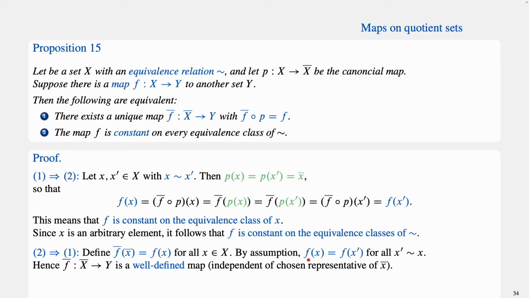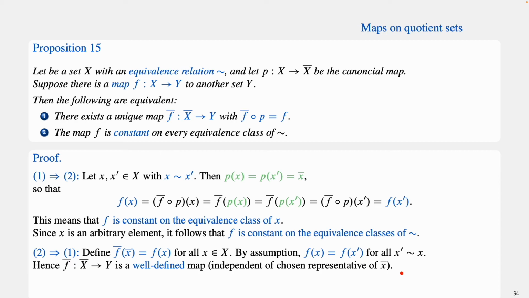And the assumption is that f is constant on the equivalence class. So this will give us that this definition is well defined, because here we define the map f bar on a class by using a representative of the class, and we know that because f of x is equal to f of x prime for all equivalent elements x and x prime, this definition is independent of which representative of this class we choose here. And this means that f bar from x bar to y is a well-defined map.